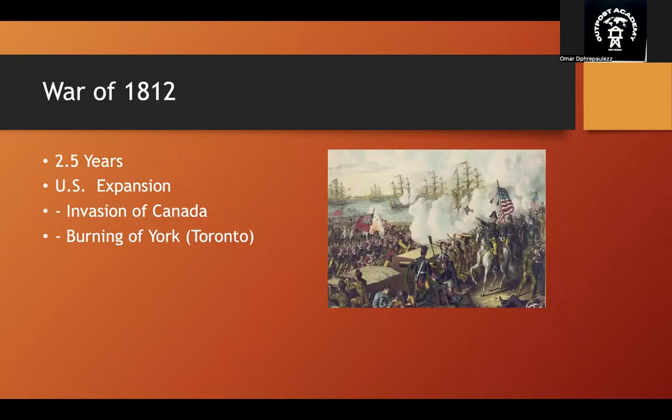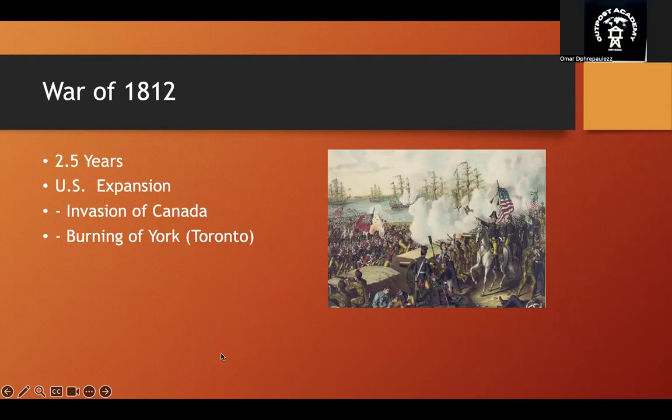The United States attempts another grand project of expansion north, invading Canada, and at one point burning York, which is modern-day Toronto, to the ground. It's an unsuccessful attempt, as the Canadians actively resist this invasion and do not want to become part of the United States.